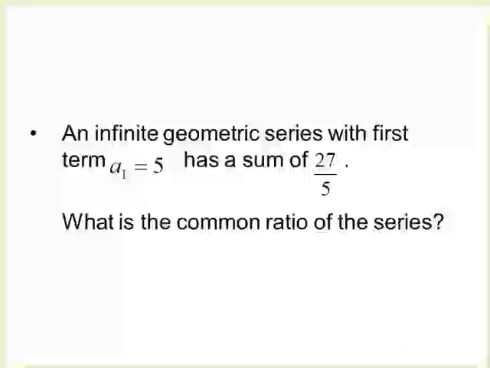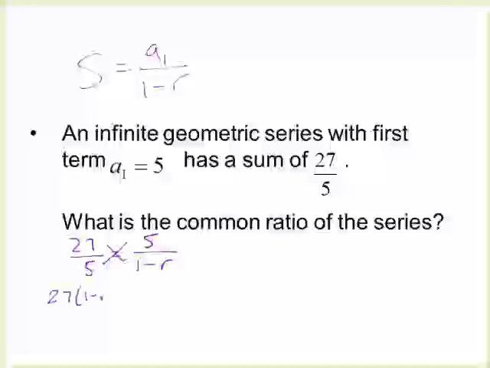Same type of question here on this one. Infinite geometric. We are told the sum is 27 over 5. We are told our first term is 5, and we want to find the ratio. This one is actually a fraction equals a fraction, so what can we do here? Cross multiply. So I get 27 times 1 minus r equals 25.